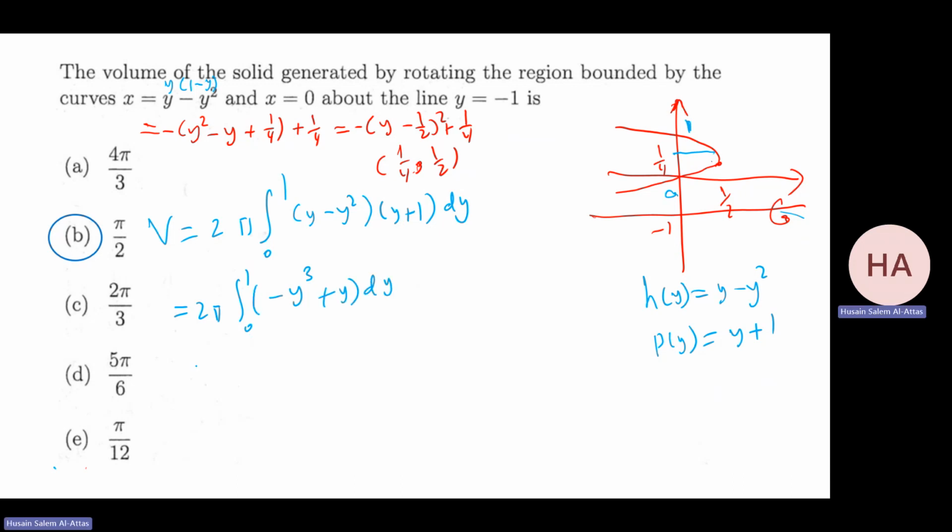dy. That gives me 2 pi of what? Minus y to the power 4 over 4 plus y squared over 2, from 0 to 1. Yeah, we did something similar. That will be minus 1 over 4 plus half. That'll give me 1 over 4 times 2 pi. That will be pi over 2.